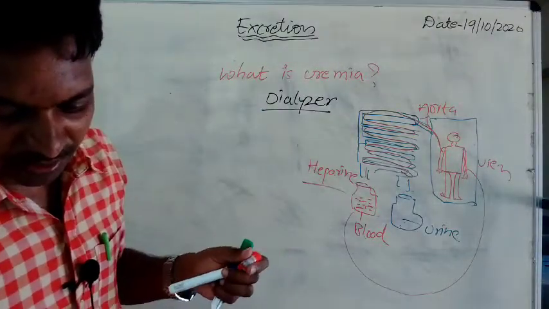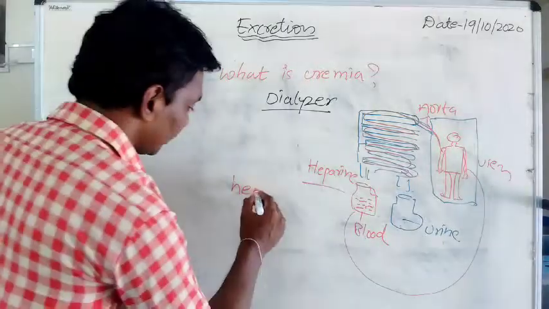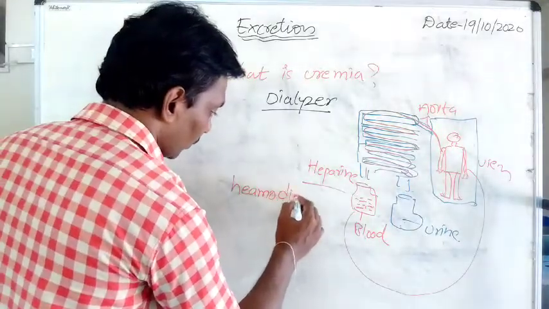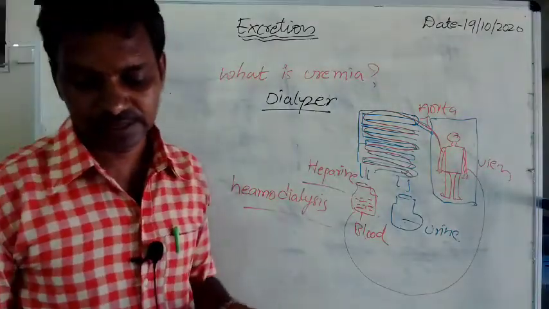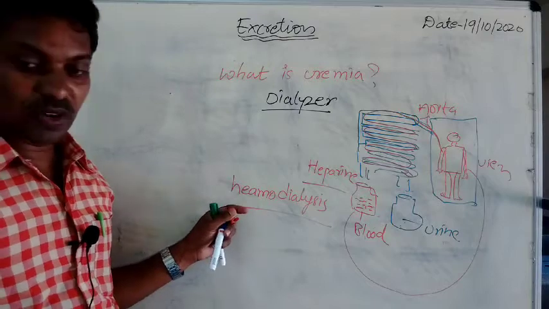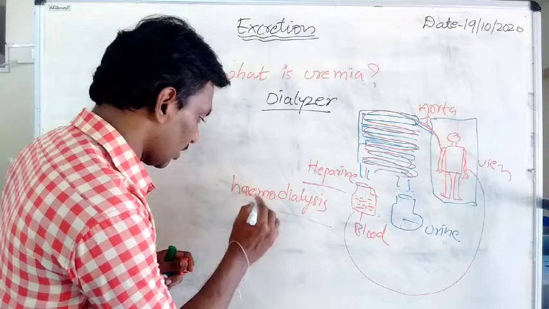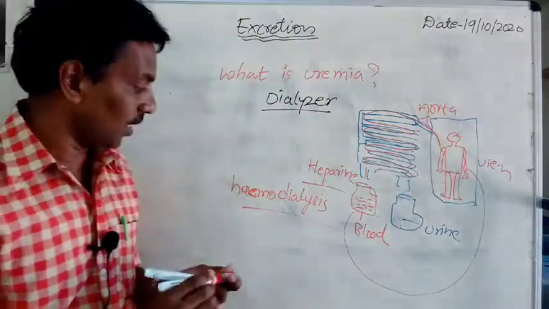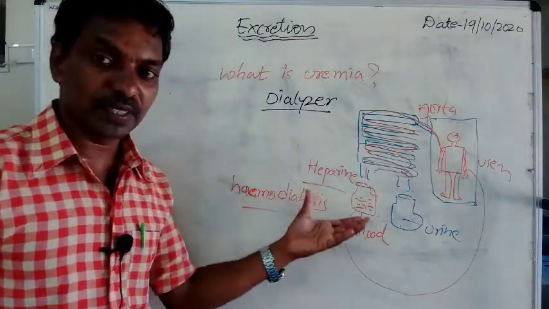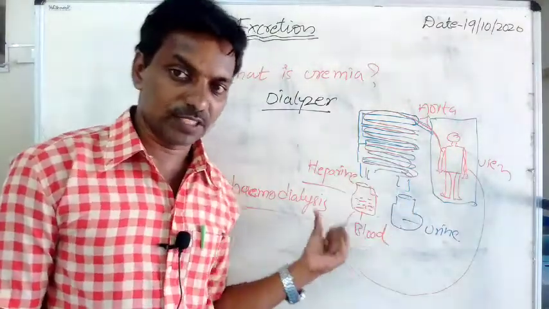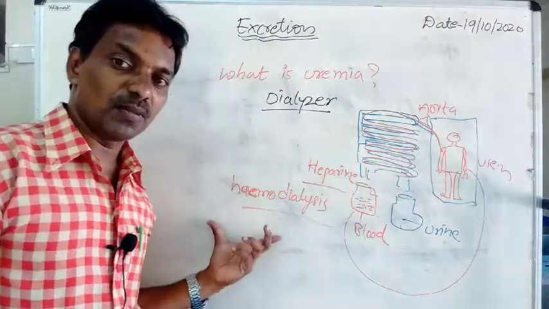What is the name of that? Hemodialysis. So this is the process, hemodialysis. Here, the hemodialysis method we are using is to remove waste materials from our body. So this machine is called the dialyzer. The process is called hemodialysis.